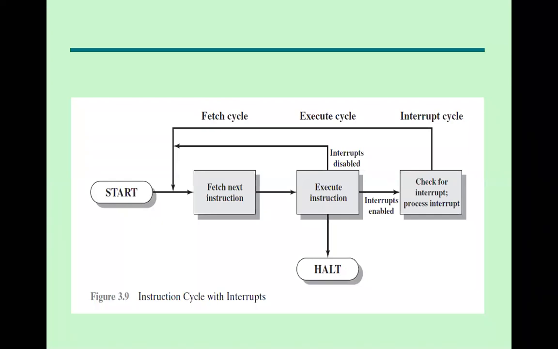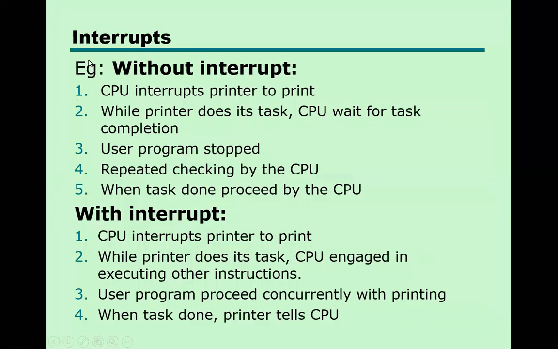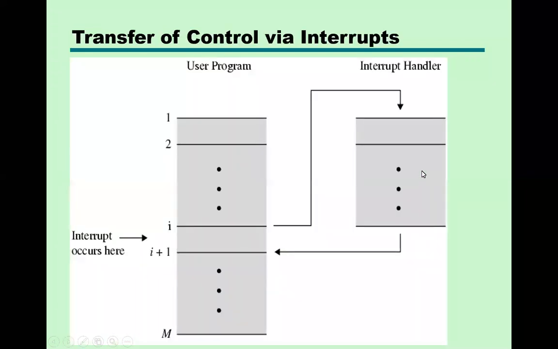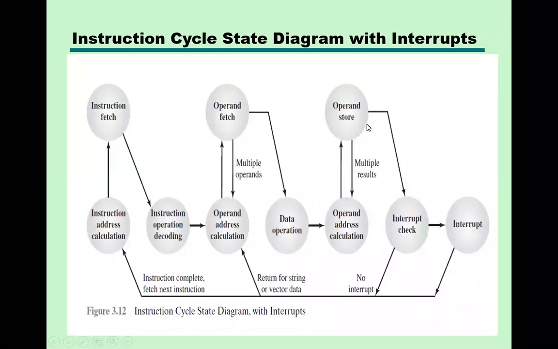After the execution is finished, whatever instruction the computer has, that instruction's execution is done. After that, only your computer checks for the interrupt. So this is the main thing that you have to understand from this instruction cycle with interrupt. We have already discussed how performance increases without interrupt and with interrupt. And these are the different types of interrupts available: program, timer, input, output, and hardware failure, right?